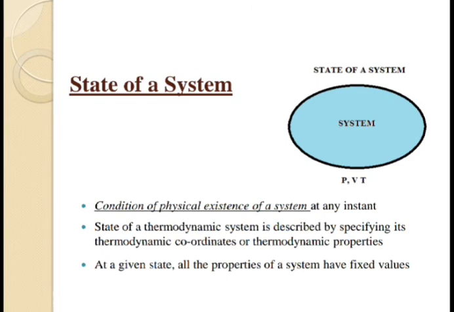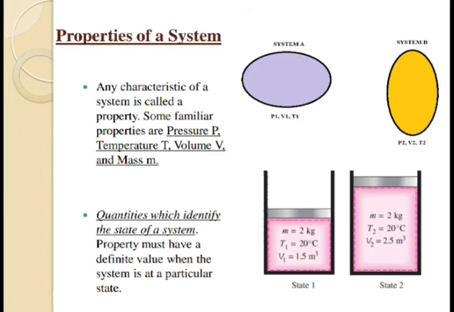Now, the state of a system. The condition of physical existence of a system is defined as the state of the system. At a given state, all the properties of a system have fixed values. Properties of a system: any characteristic of a system is called a property, and some of the most famous thermodynamic properties are pressure, temperature, volume, mass, enthalpy, entropy, etc. These are quantities which identify the state of a system.